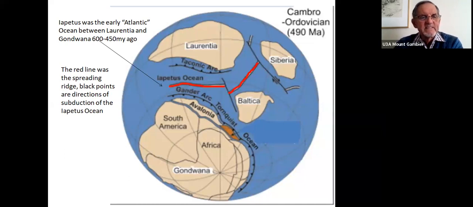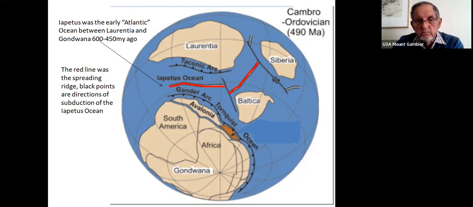Anyway, to read what's said, Iapetus was the early Atlantic Ocean between Laurentia and Gondwana, and it existed about 150 million years, from 600 to 450 million years ago. So it straddled the 500 million year mark, you might say. And the red line shown here was the expanding ridge of the Iapetus Ocean, and the black triangles or black points are directions of the subduction as that ocean gradually disappeared.